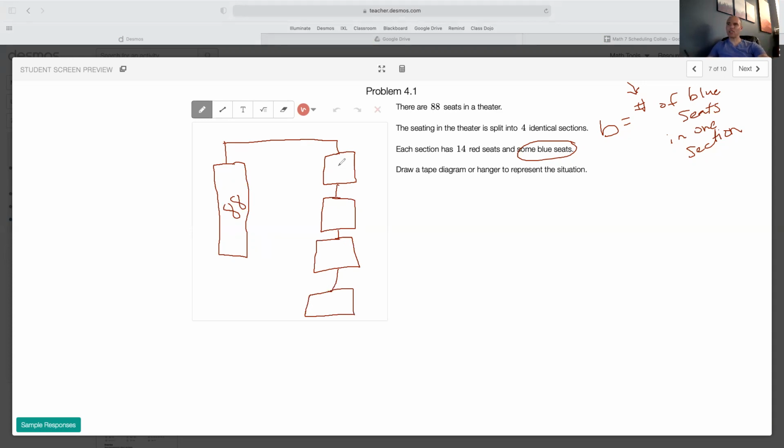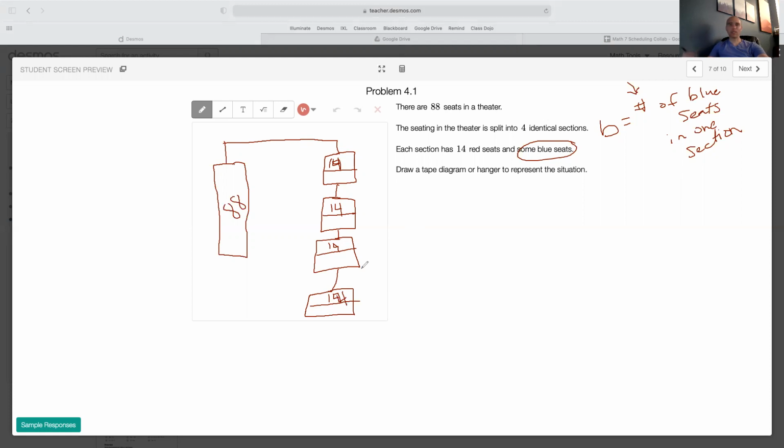All right, and then in each of these 4 sections, there's 14 red seats. So what I'm going to do is split each one of these things in half and write 14 on that, that's supposed to be a 4. 14 for red here, 14 red here, 14 red here, and 14 red here. My pen keeps connecting the top to make it look like 19. It's supposed to be 14.